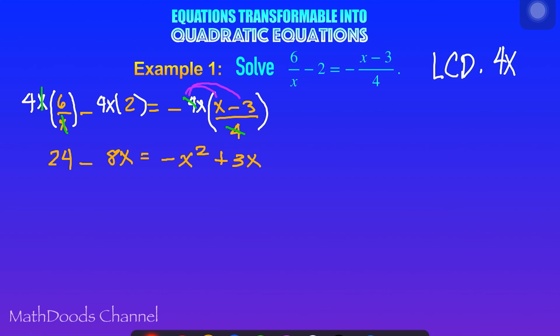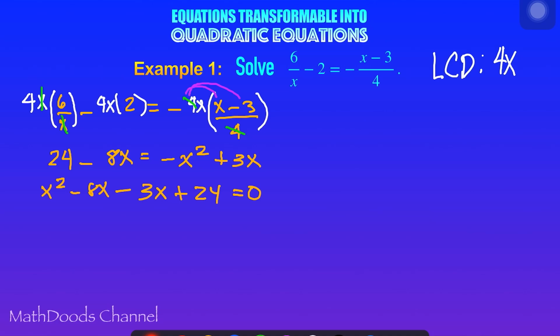Transposition na tayo. Pag nag-transpose tayo, in descending order, no? So, yung negative x squared, pag transpose natin sa left side, magiging positive. So, x squared na lang. X squared, tapos, minus 8x plus 3x. No, minus pala. Kasi nag-transpose tayo. Change the sign to opposite. Minus 3x plus 24 equals 0. Ayan.